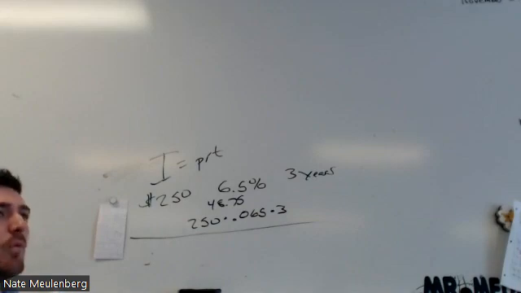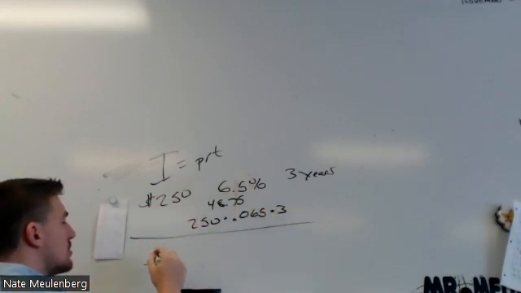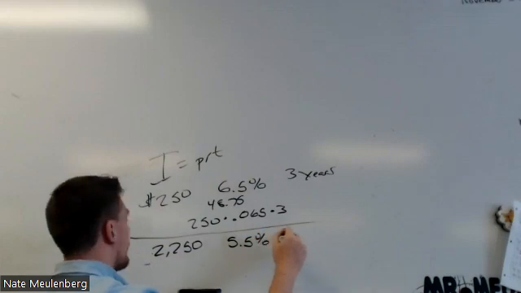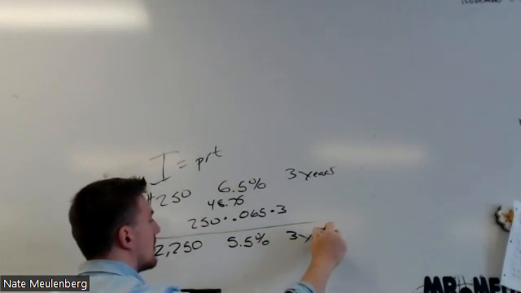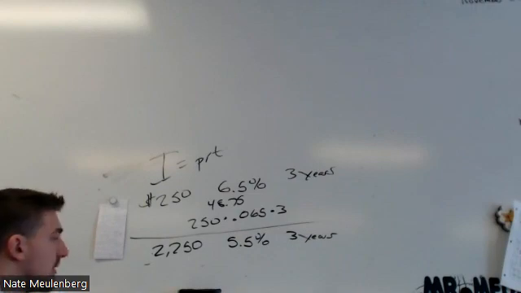So you're also going to get questions where what's the total amount? So this is what's the simple interest. The total amount, you take this number that you get and you add it to the original amount. So if I say you invest $2,250 at 5.5% interest for 3 years, what's the total amount in your bank account? Go ahead and figure that out for me.